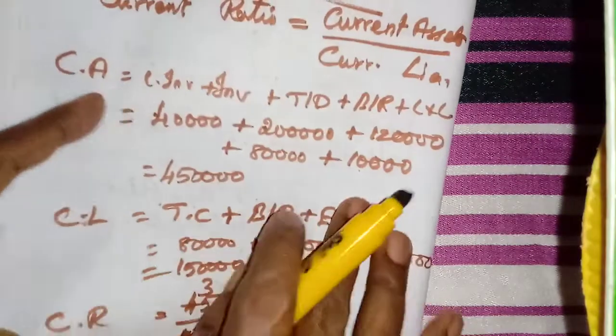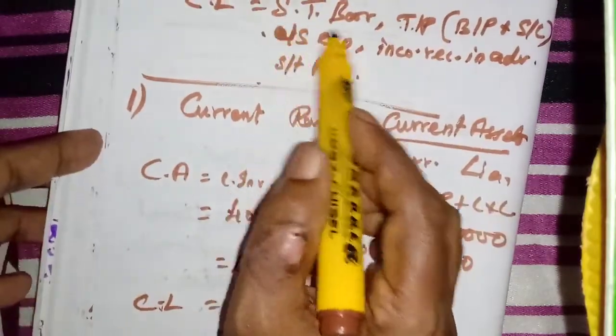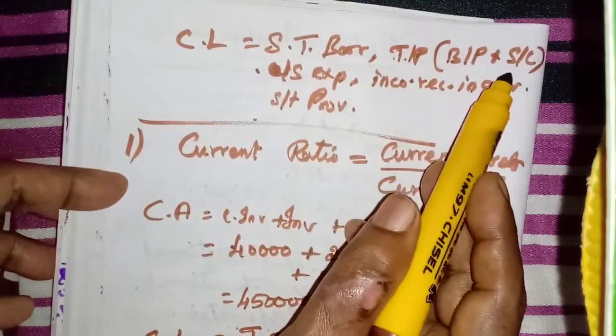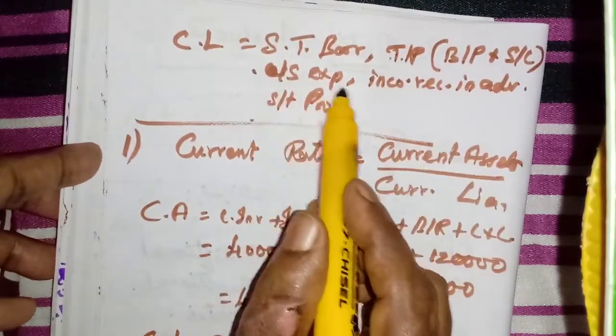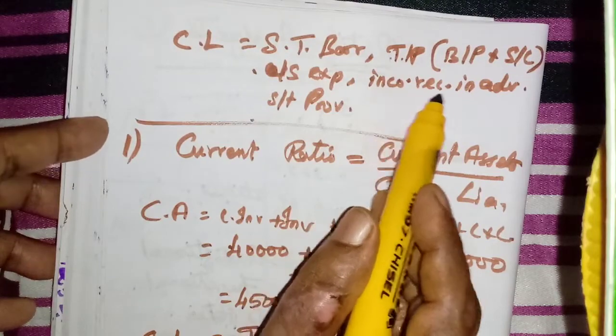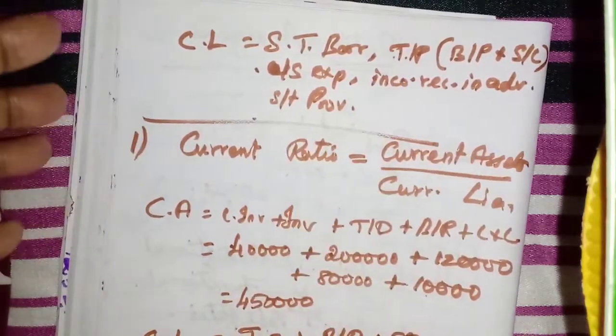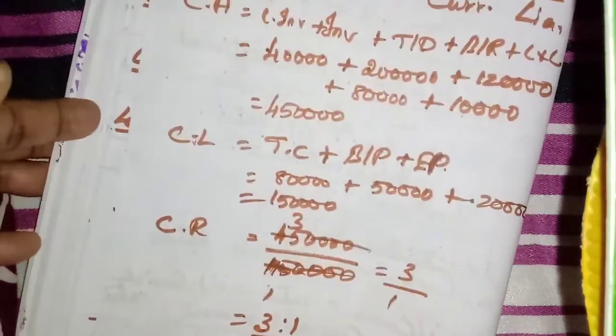Then what are the current liabilities? All the short-term borrowings. Then trade payables, that includes bills payable and sundry creditors. Then outstanding expenses, then income received in advance, or any other short-term provisions. Okay, that is called current ratio.